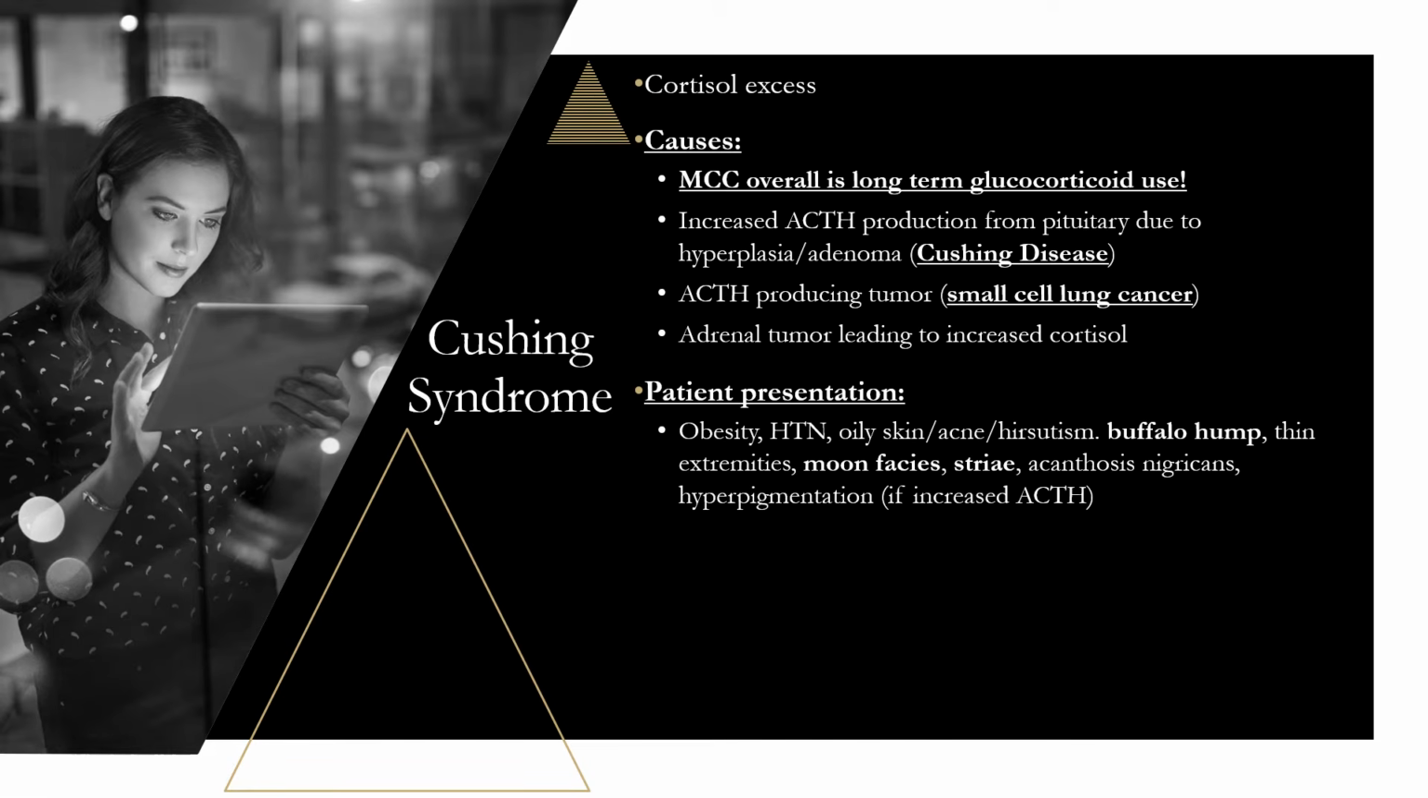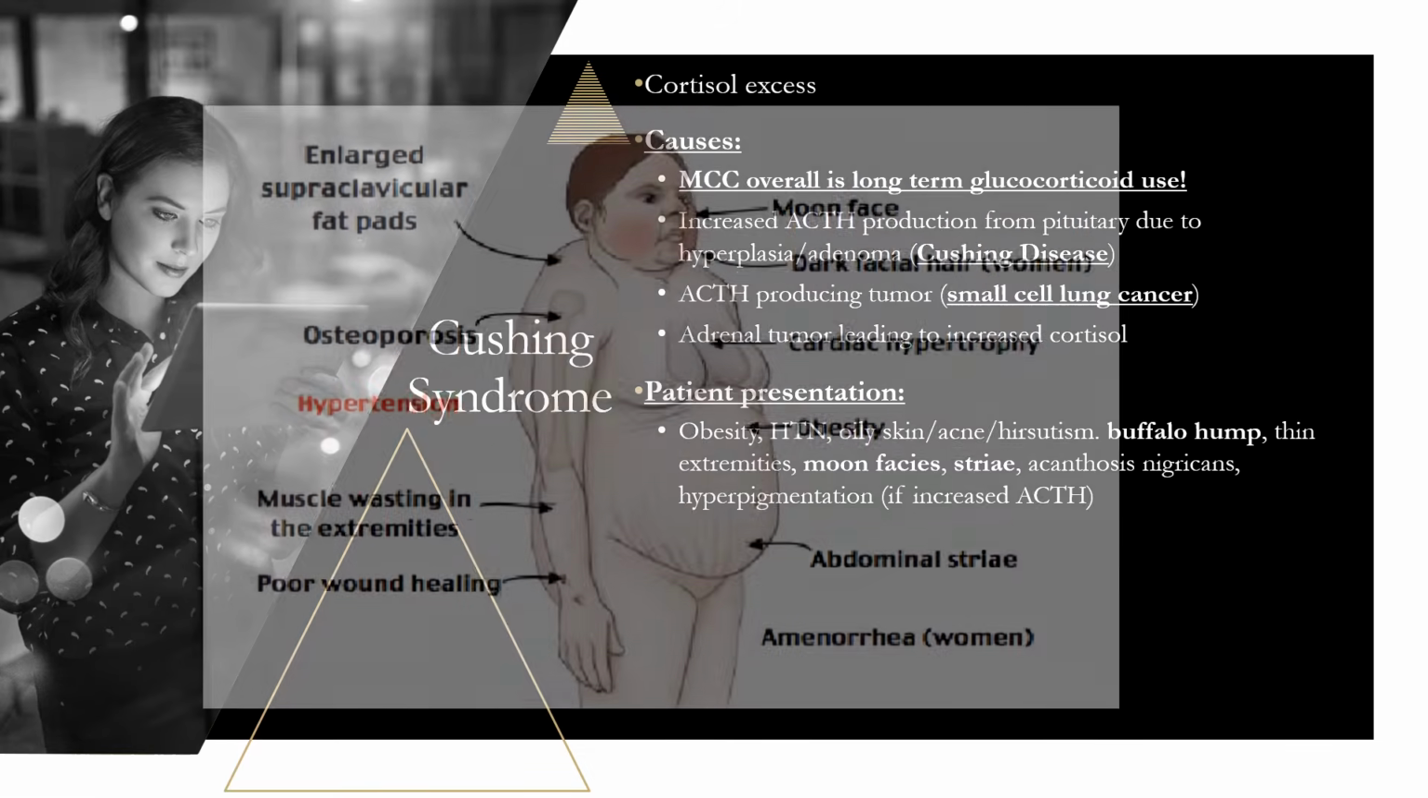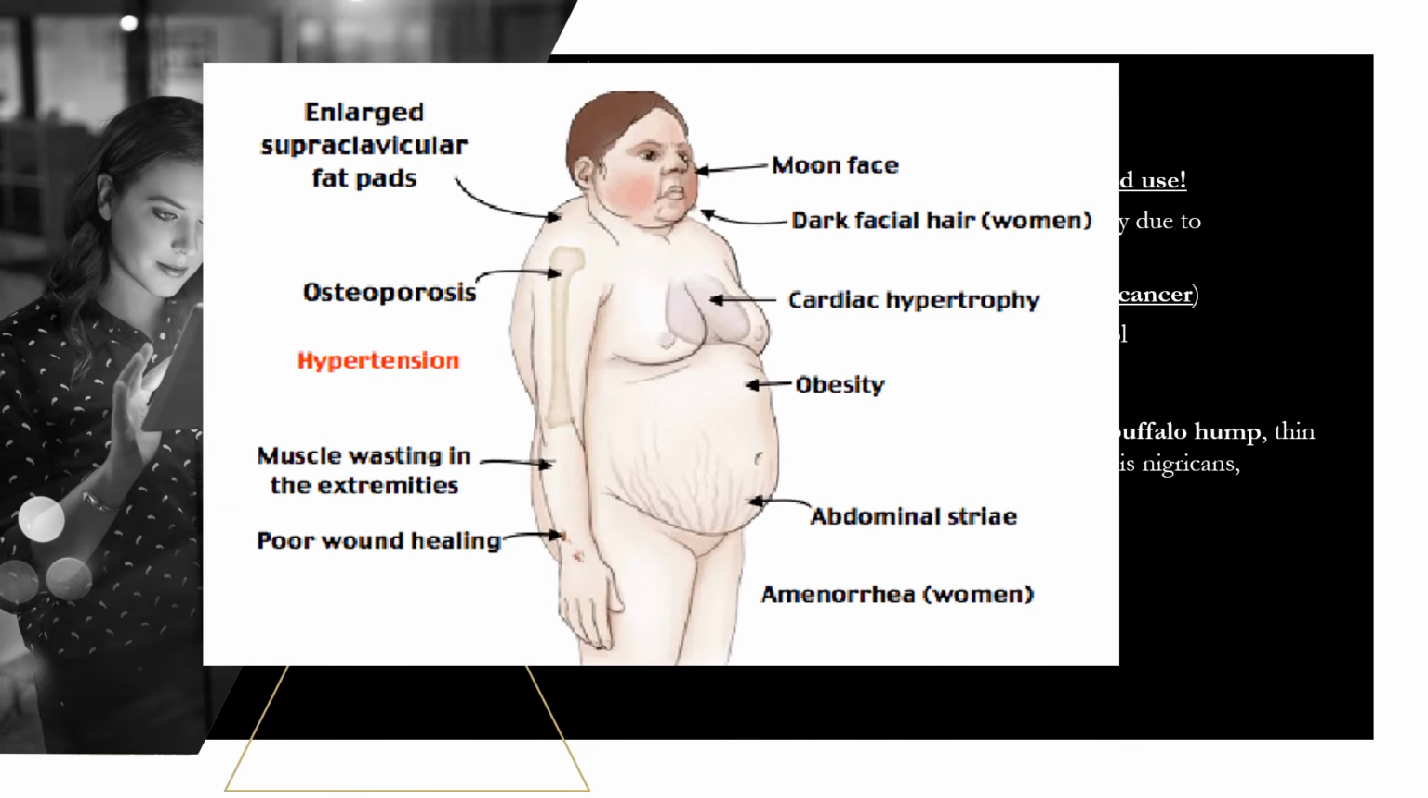The hyperpigmentation, just like we saw in Addison's, is due to the increased ACTH. And this is the picture I think we all think about when we think of Cushing's: the thin extremities, the abdominal striae, obesity, the facial hair on women, the moon face, the supraclavicular fat pads, poor wound healing. So this is the visual you should have in your mind when you're thinking about this disease.